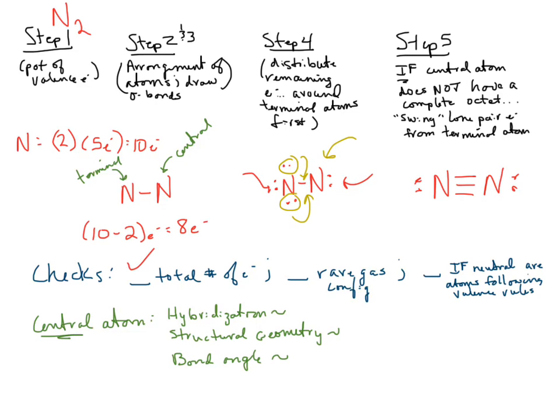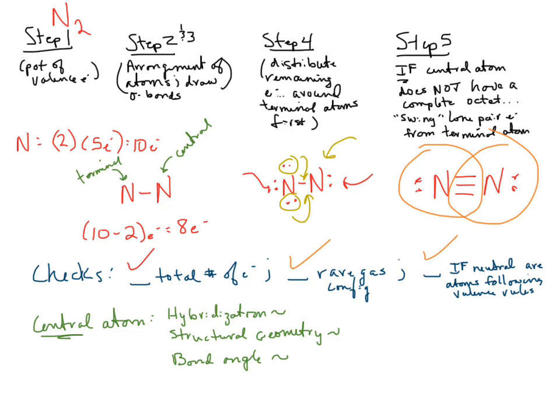The next check is, does each of them have a rare gas configuration? And the answer is yes. They share 6 electrons between them, and they each have 2 of their own. So 6 plus 2, they each have 8 electrons. And nitrogen is a neutral molecule, so does it follow the expected valence rules? Nitrogen is a 5A, so 8 minus 5 is 3. So it is reaching out 3 times. So that's correct too.